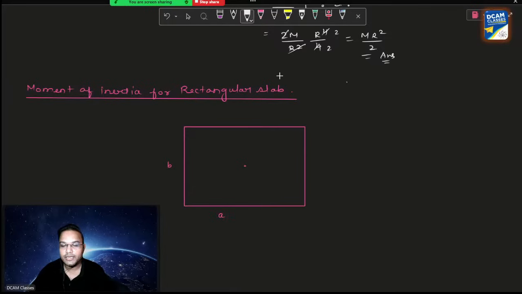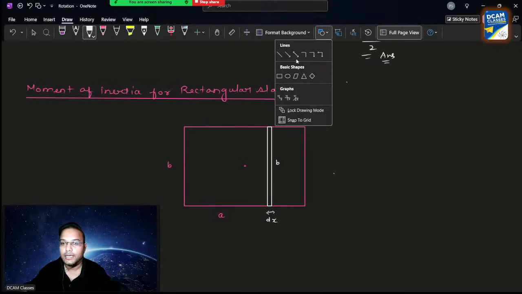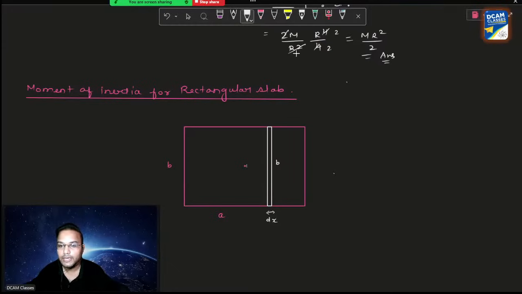See, in this vertical case, we'll take a rod like this. The rod is obviously of length b, and let's take its breadth as dx. Okay, and let's say it is at a distance of x from the center. Now the first task: this is the rectangular slab.